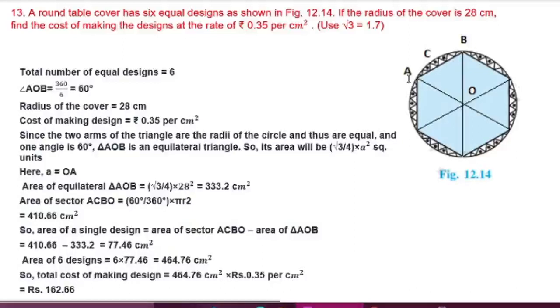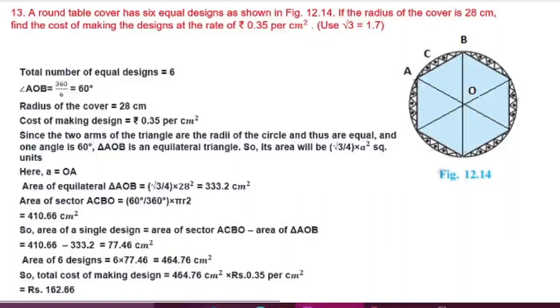So here you can name these points as A, B and the center as O. So here you can find angle AOB. Angle AOB is equal to 360 degrees divided by 6, equal to 60 degrees. Here you can see this design, that means this AB. This AB subtends angle AOB.